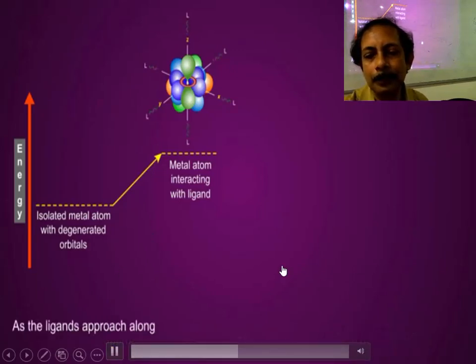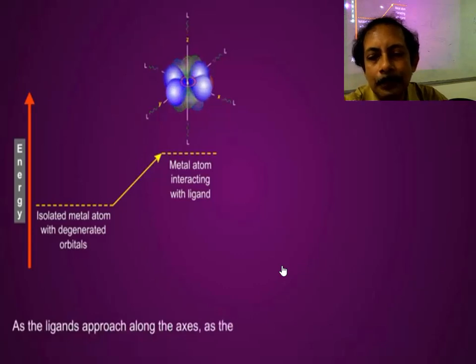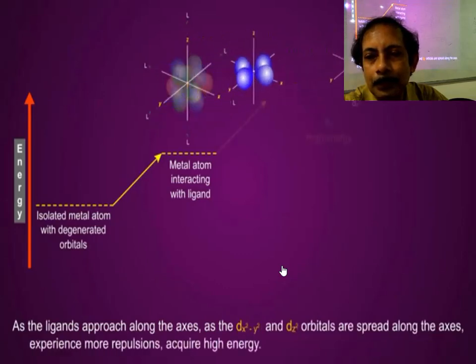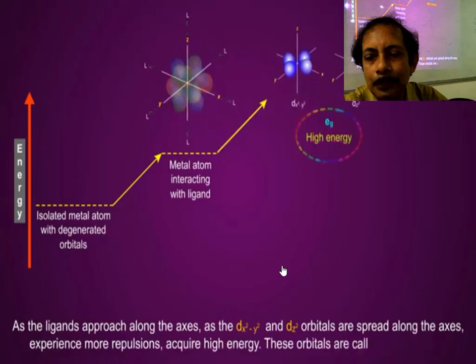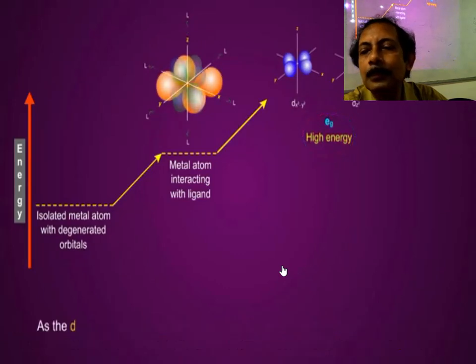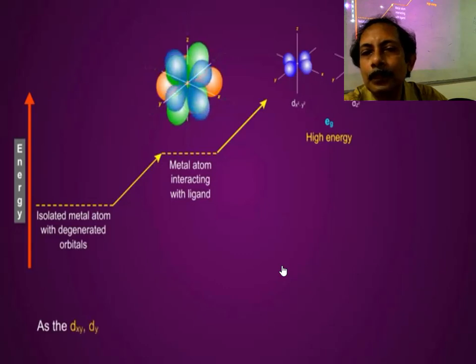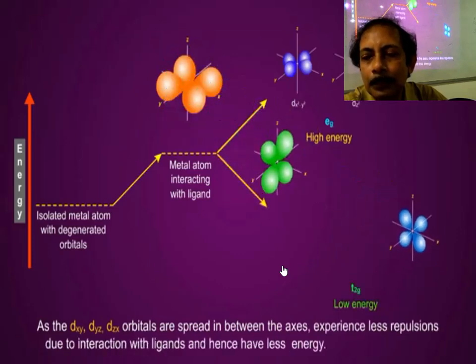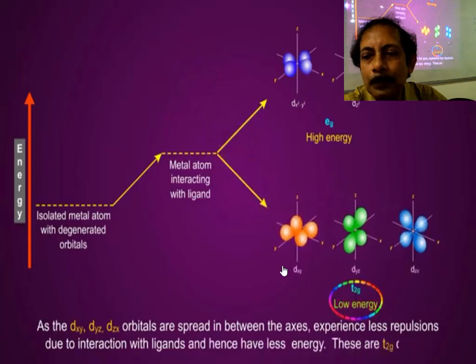As the ligands approach along the axis, the dx squared minus y squared and dz squared orbitals are spread along the axis, experience more repulsions, and acquire more energy. These orbitals are called eg orbitals. As the dxy, dyz, dzx orbitals are spread in between the axes, they experience less repulsion due to interaction with ligands, and hence have less energy. These are t2g orbitals.